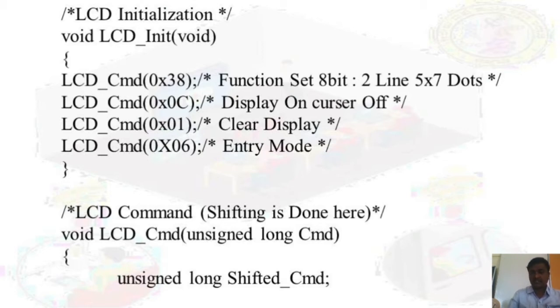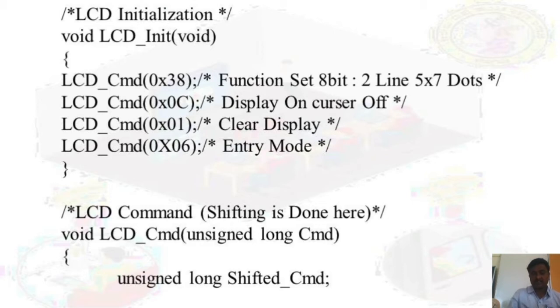LCD command 0x38 is for function set 8-bit and 2-line 5x7 matrix, 0x06 is display on cursor off, 0x01 is for clear display, and 0x06 is for entry mode. After that we are writing the LCD command.